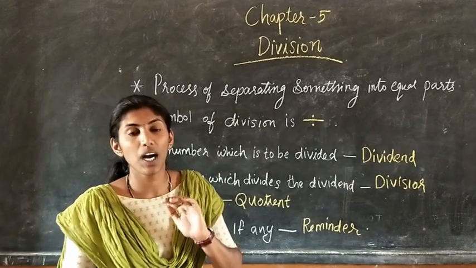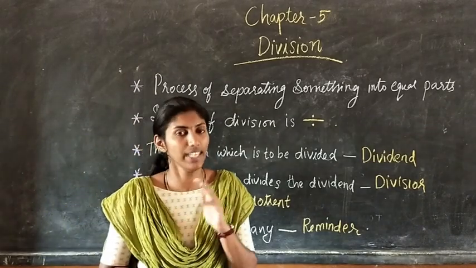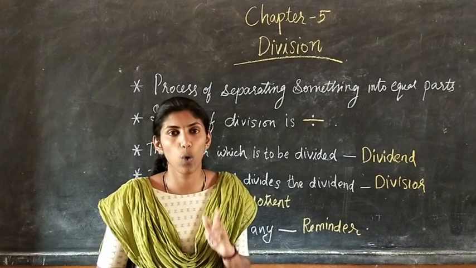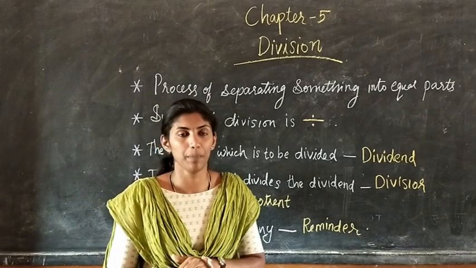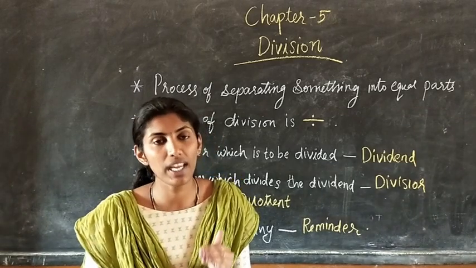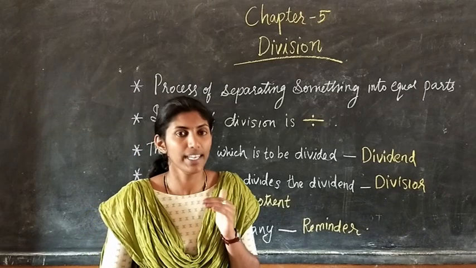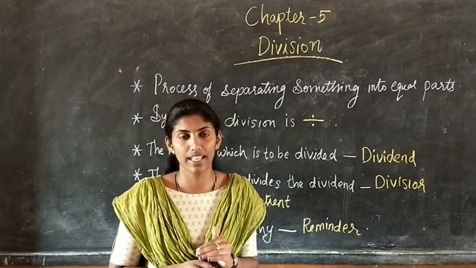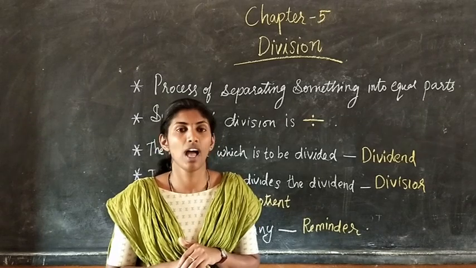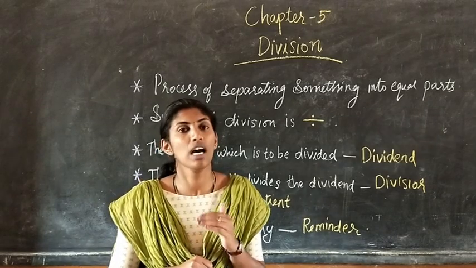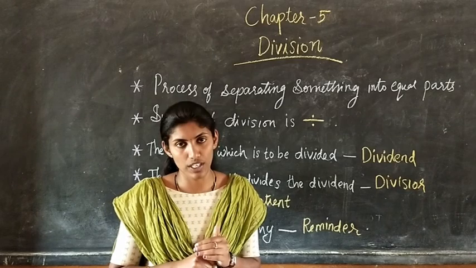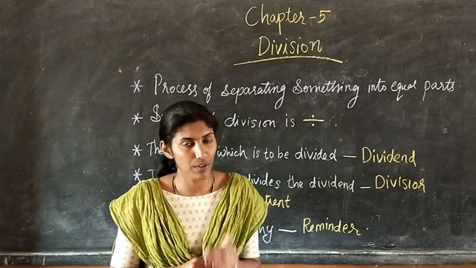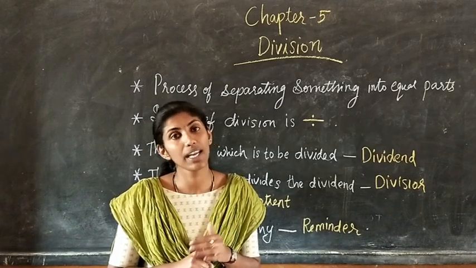Then there are some terms related to division. They are dividend, divisor, quotient and remainder. The number which is to be divided is known as dividend. Then the number which divides the dividend is known as divisor, and the answer obtained or result is known as quotient. Then the leftover, if any, is known as remainder.